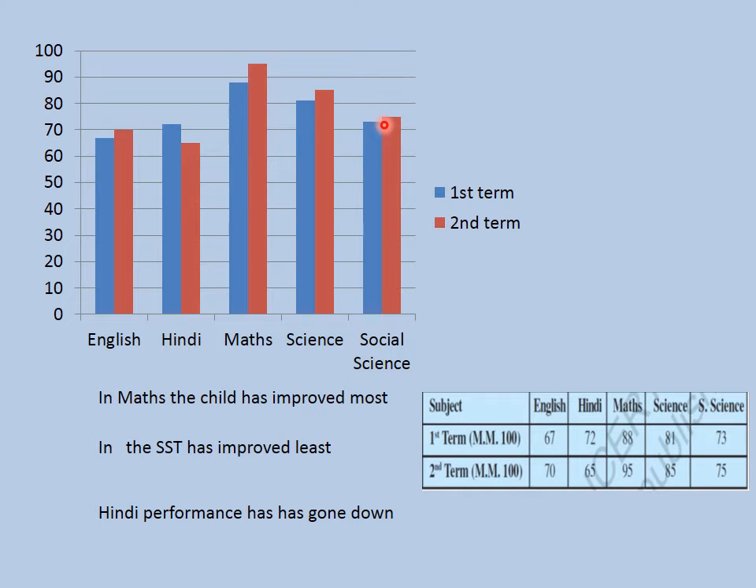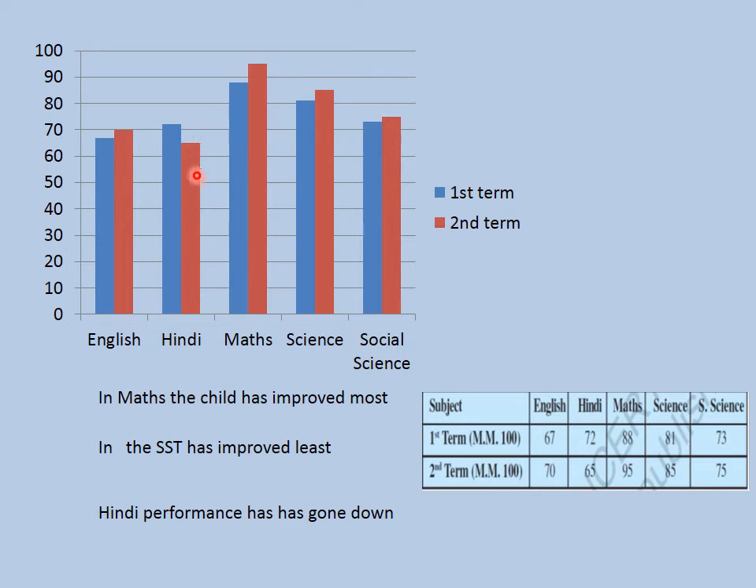Okay. Now let us go to second term examination marks. We have indicated this in red color. For English, 70, you have to draw the bar exactly at 70. Hindi 65. 65 means it is above 60 and exactly in the middle between 60 and 70.